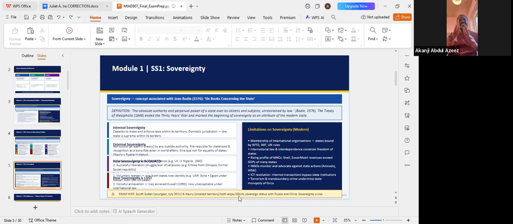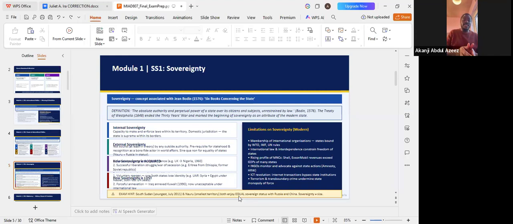Listen, sovereignty is divided into two types: the internal sovereignty and the external sovereignty. I know you might not see it very well in the slide, but if you take your time to look at it, you will see it very well. I want to talk about the internal sovereignty, the power to make and enforce law within a state or a society, or a country.